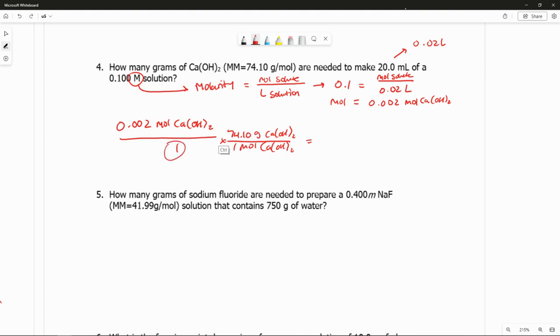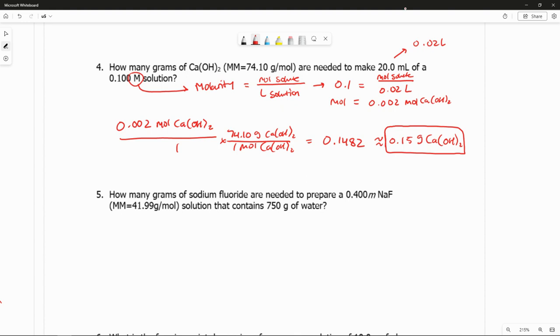We are good to solve. Everything is 1 on the bottom side, so all we've got to do is multiply this number by this number. In the end, it will give us 0.1482, which I'll just round to 0.15 grams of CaOH2. That is our final answer.